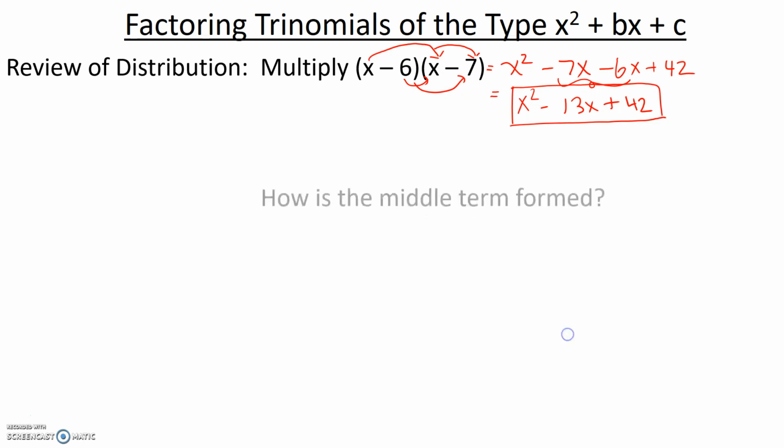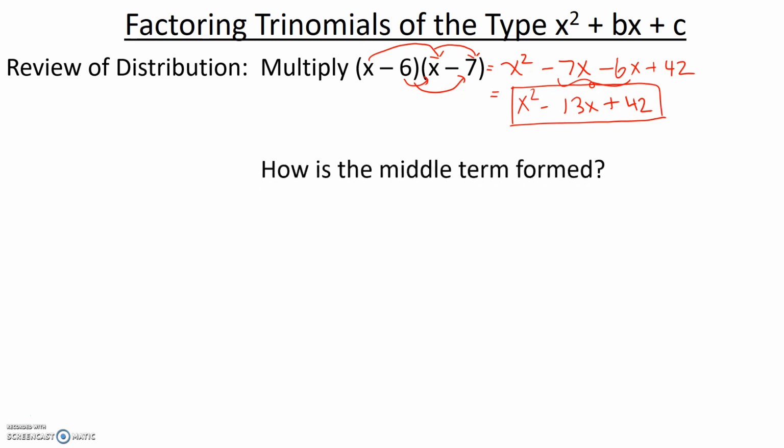Now, here are a couple of questions that we will answer. How is the middle term formed? Well, the middle term, the negative 13x, is formed by adding the negative 7 and the negative 6, which happen to be the second terms in each binomial. How is the last term formed? The last term is formed by multiplying negative 6 and negative 7. So the middle term is formed by adding negative 6 and negative 7. The last term is formed by multiplying negative 6 and negative 7.